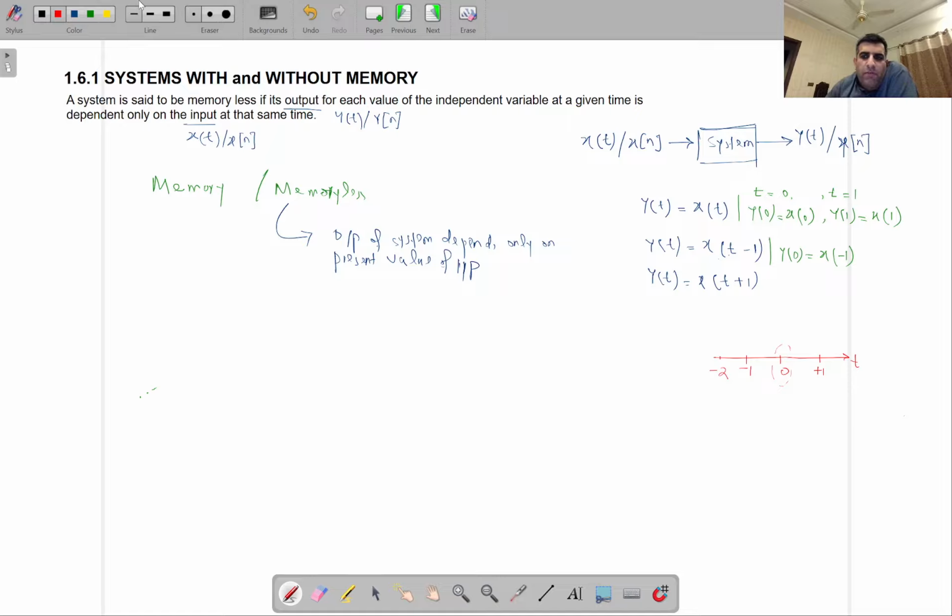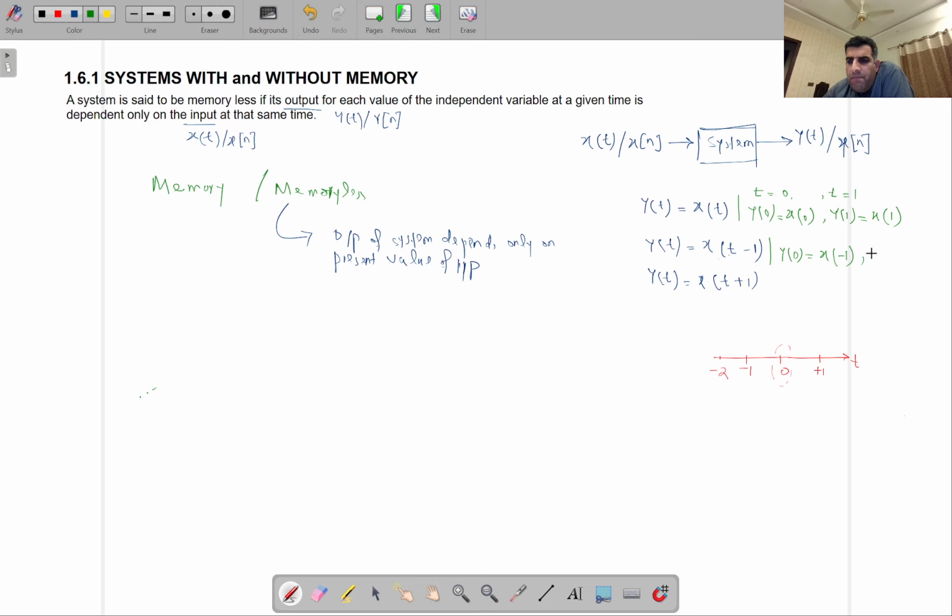Okay. So what we are looking at over here now is that y0 output depends upon the past value of the input. So x minus 1 is the past value of the input. So output is depending upon the past value of the input. So that is what we mean when we say that past value. Okay. You could have tried another one.